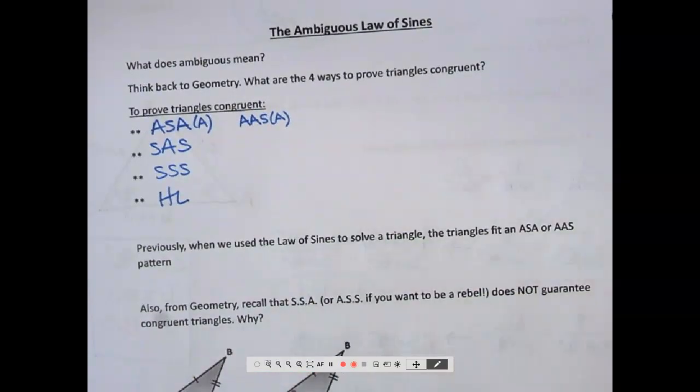Now, do you remember the one, who'd you have for geometry? Scott. Okay, Miss Scott or Miss Hightower, that you could not use side, side, angle. Do you remember that? We cannot use side, side, angle, or if we want to be a rebel, we can call it angle, side, side. Yes? Okay, so why can that not prove triangle congruence?